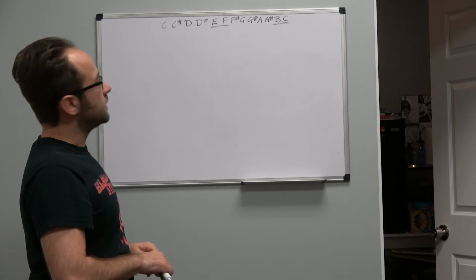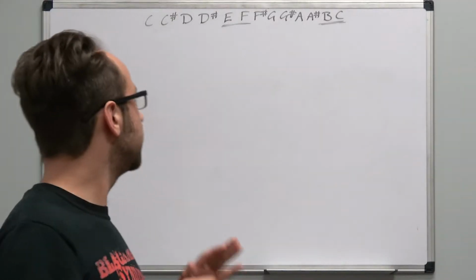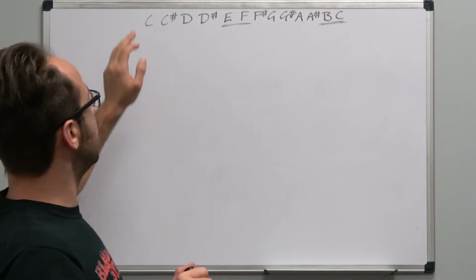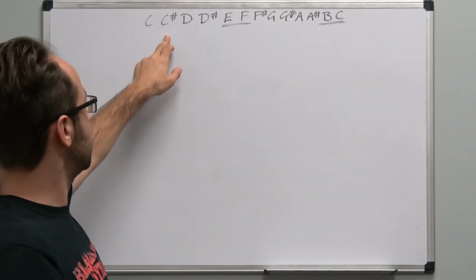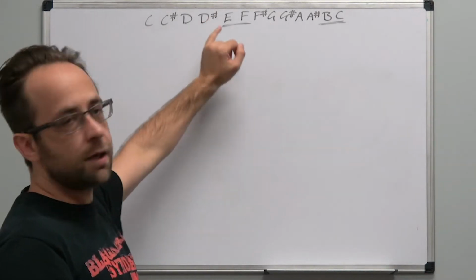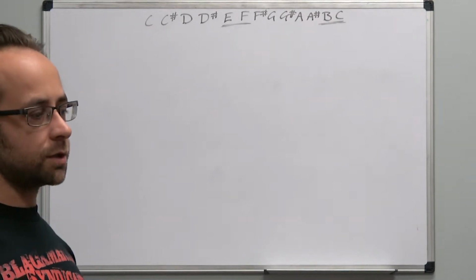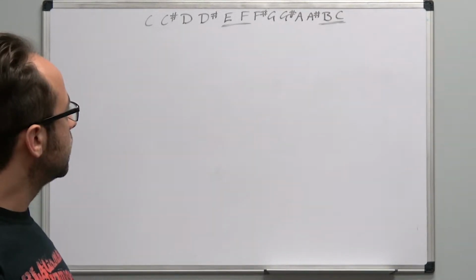And I said that weird. C only counts once. Anyway, every single one of these letter notes has another sharp note after it, except for E and B. There's no E sharp and there's no B sharp. Everything that we do is based on this.